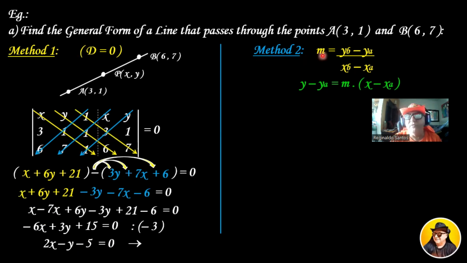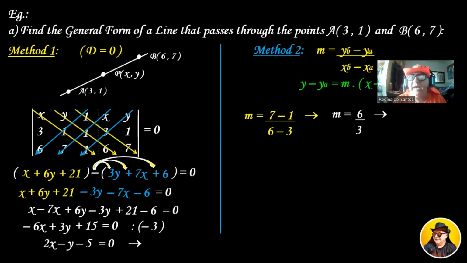Now let's see method 2. We have here the formula of the slope. m is y of b minus y of a divided by x of b minus x of a. All right? So let's find the slope first. m is 7 minus 1 divided by 6 minus 3. So we have that m is 6 over 3. So m is 2. So the slope is 2, okay?